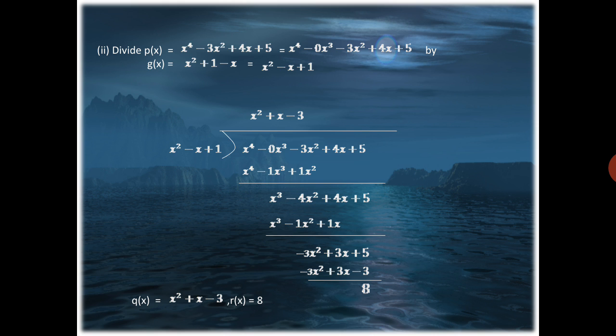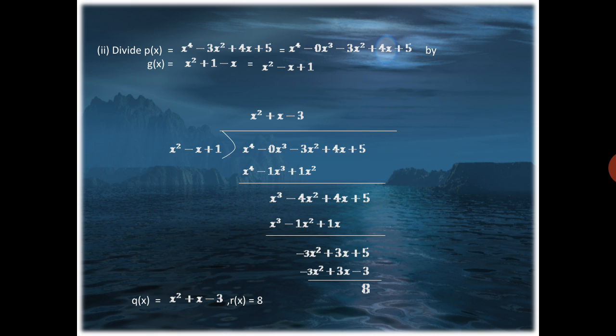So here we are comparing x square from the divisor to minus 3x square of the new polynomial. And we have multiplied the divisor by minus 3. So minus 3 when multiplied by all the 3 terms of the divisor, we get minus 3x square plus 3x minus 3. The next step is subtraction, and you get the remainder as 8.